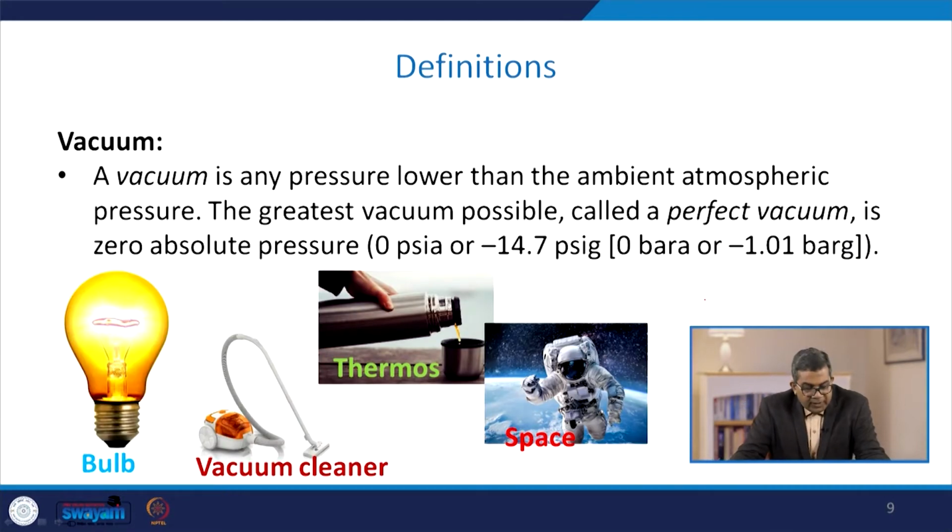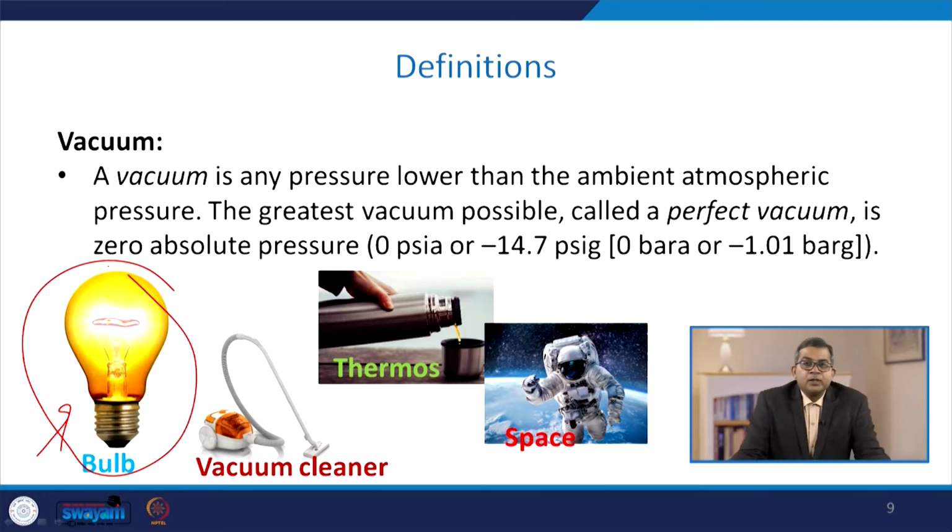Now, let us talk about the vacuum. All of you practically know the previously used electrical bulb. Vacuum is any pressure lower than ambient atmospheric pressure. The greatest vacuum possible, called the perfect vacuum, is zero absolute pressure, or 0 psia, or minus 14.7 psig, or 0 bar absolute, or minus 1.01 bar on gauge. There are various utilities attributed to the vacuum. One is the electrical bulb.